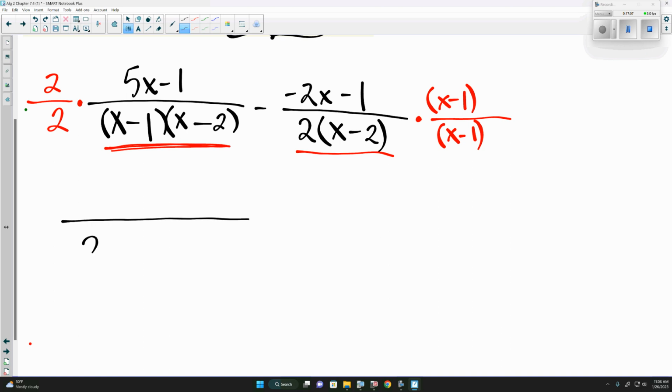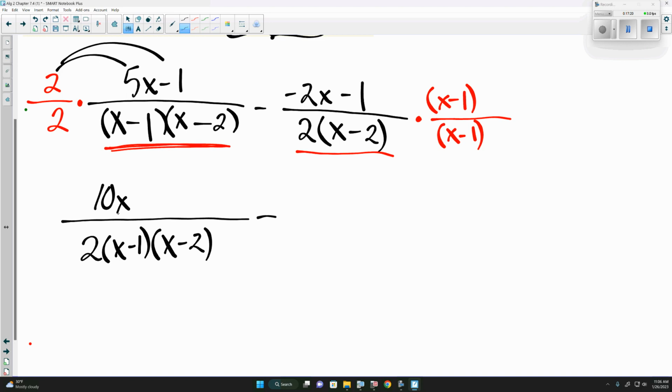So the denominator is going to be 2 times x minus 1 times x minus 2. The numerator, we're going to multiply both of them by 2. 2 times 5x is 10x. 2 times negative 1 is negative 2. Our other denominator is 2 times x minus 2 times x minus 1.